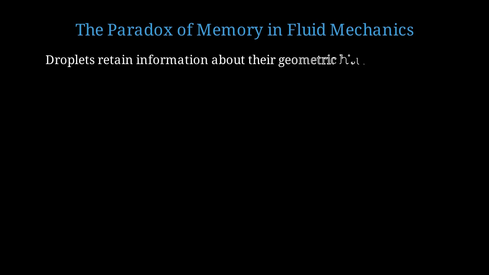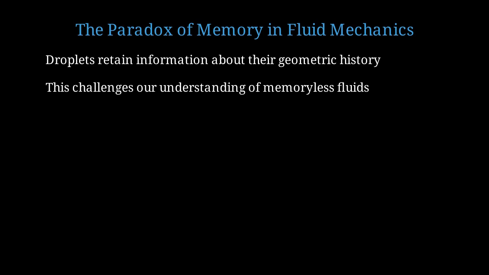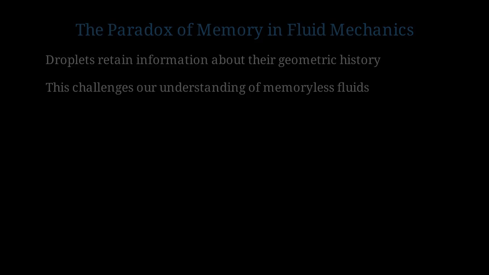When a droplet passes through a junction or experiences a breakup event, it somehow retains information about that past geometry. Even when downstream conditions are identical, droplets with different histories behave differently. This challenges the classical assumption that fluids are memoryless. How can a simple droplet remember its past? Let's dive deep into the physics.